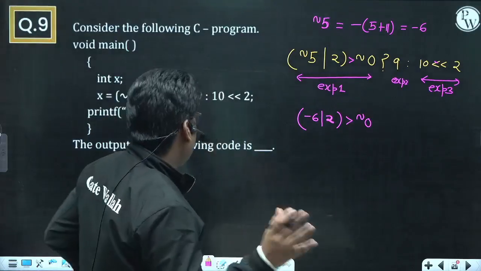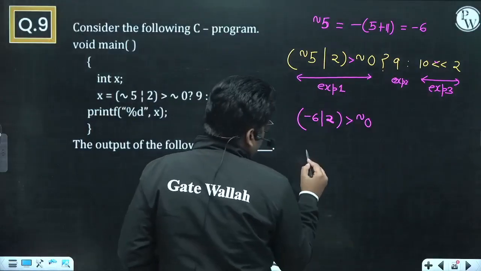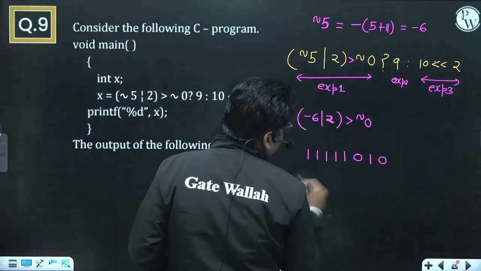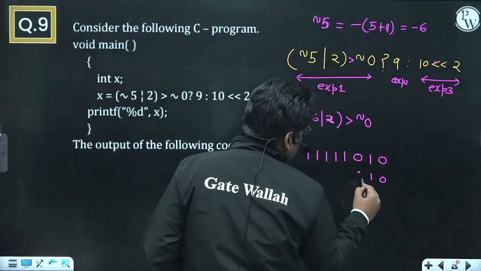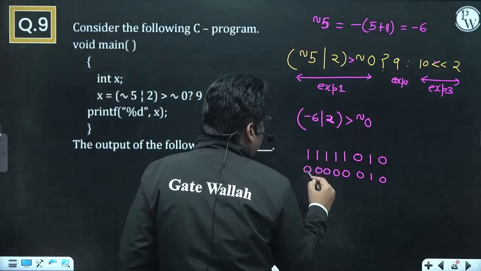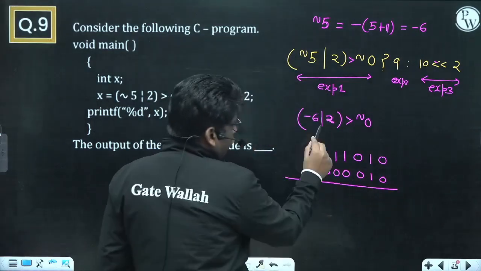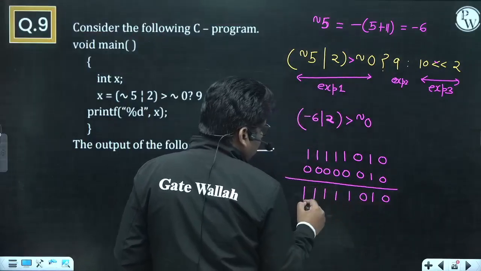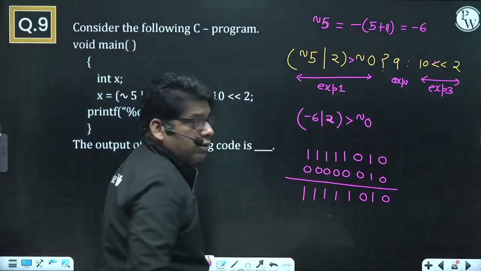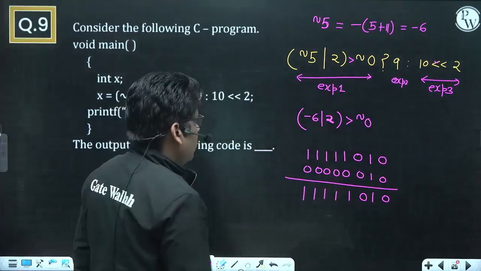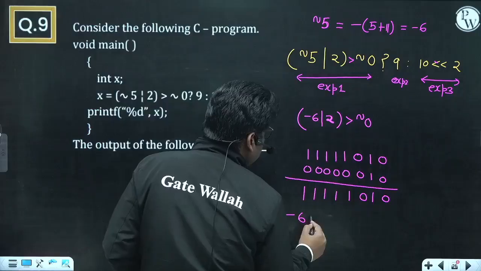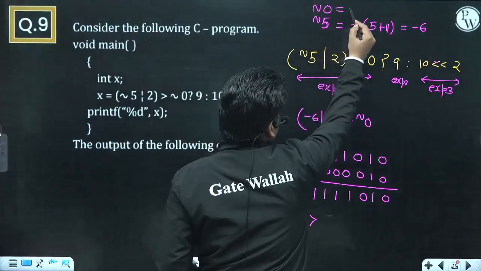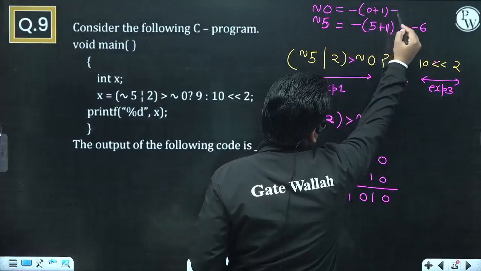Just focus on what you understand. So how is minus 6 stored? 1, 1, 1, 1, 1, 0, 1, 0. How is 2 stored? 0, 0, 0, 0, 0, 0, 1, 0. If you perform bitwise ORing, you will get 1, 1, 1, 1, 1, 0, 1, 0. It is the same as minus of 6. That's why it becomes minus 6 greater than the complementation of 0. Complementation of 0 is nothing but minus of 0 plus 1, which is minus 1.